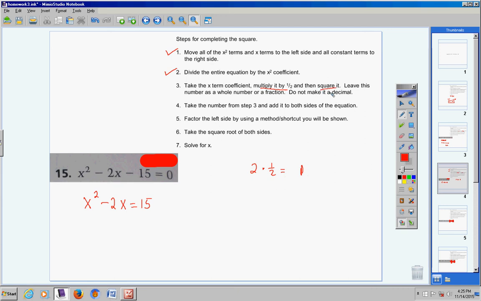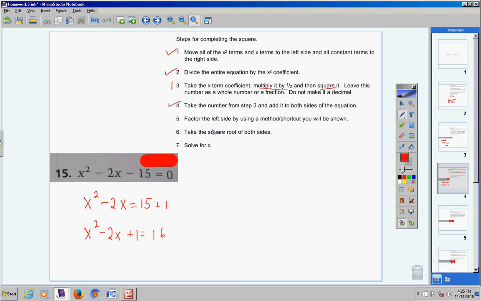Then you square it. When you square 1, you get 1. 1 times 1 is 1. So I'm going to add 1 to both sides. Okay? Alright, moving on. Step 4. Take the number from step 3, which was 1, and add it to both sides. So add 1 to the left side, and you'll have this. Add 1 to the right side, and you will get this right here.